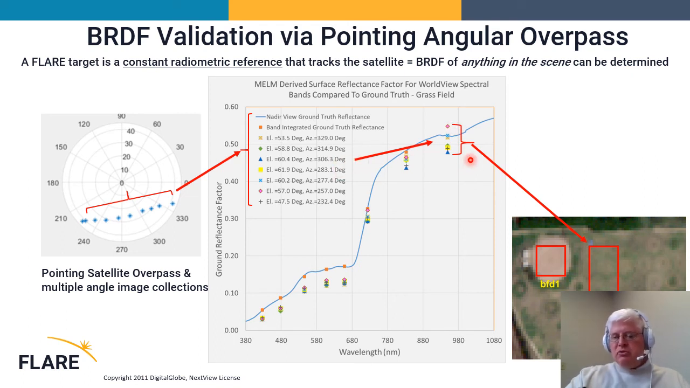So anything observed in the scene by the satellite taken through those series of angular overpass images can have a radiometric extraction done on that. And if there's a radiometric variance due to BRDF or angular reflectance, then that jumps right out in the signal. So this is a unique and very powerful technique that FLAIR can provide to pointing and tasking satellites.